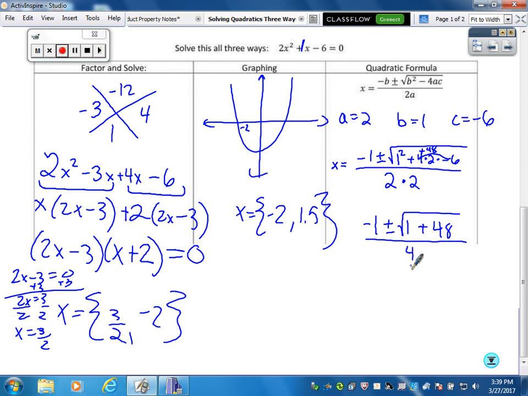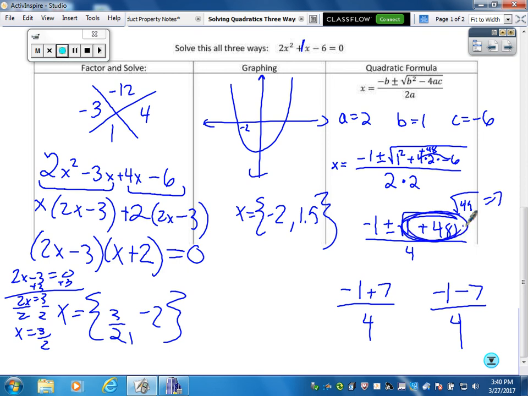Let's go a little bit further. 1 plus 48 is 49. And I know the square root of 49 is 7. So what I really have is -1 plus 7 divided by 4, and -1 minus 7 divided by 4. So just in case you lost that, I've got this -1. I'm splitting this plus minus into a plus and a minus in 2 separate places. I already know what this root is. That was the root of 49, which is 7. So I replaced that root with 7. And then I'm going to divide both of them by 4.